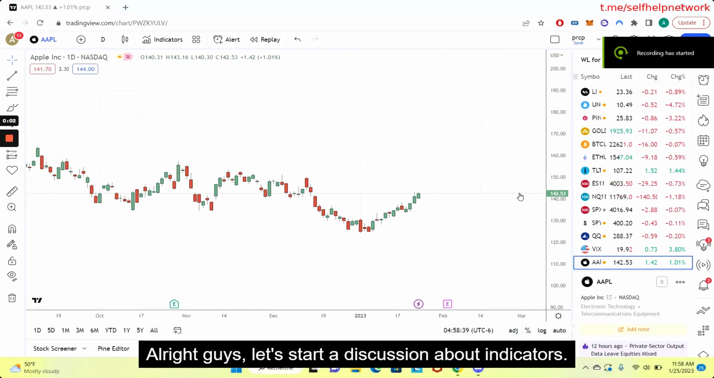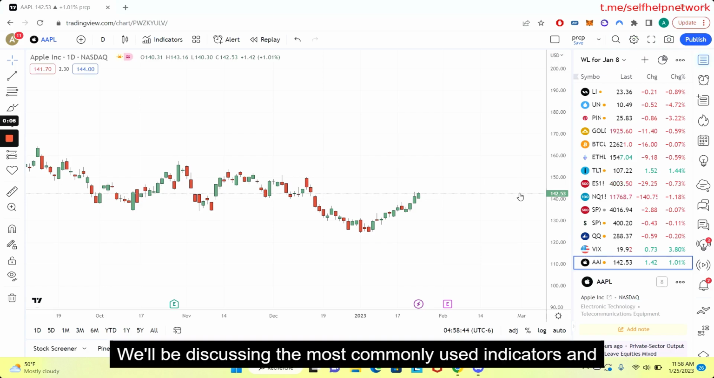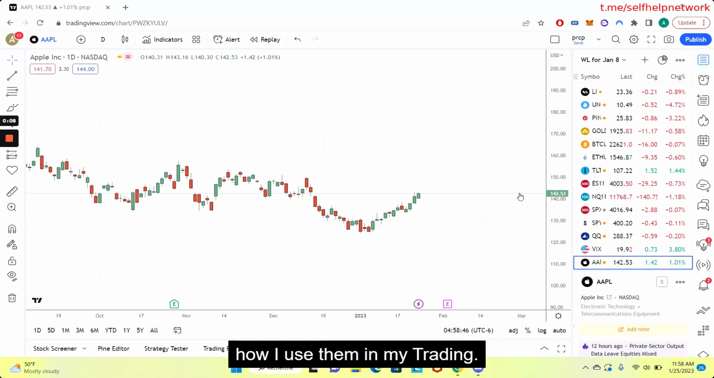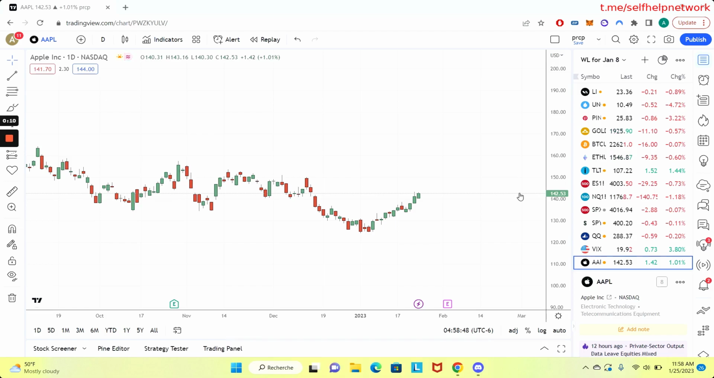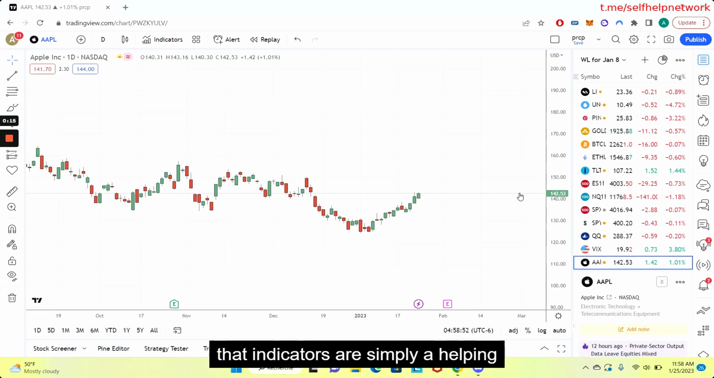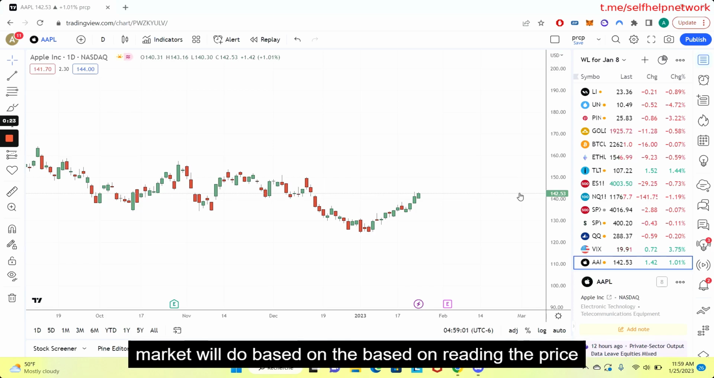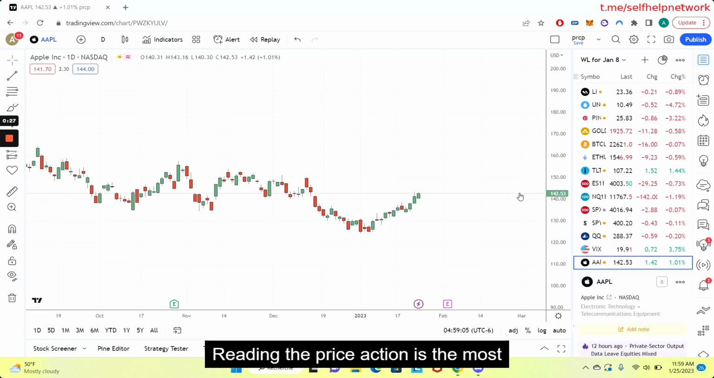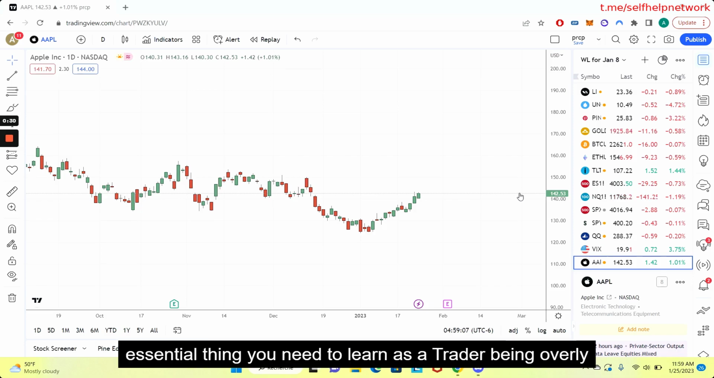Alright guys, let's start a discussion about indicators. We'll be discussing the most commonly used indicators and how I use them in my trading. Before we go further though, I do want to emphasize that indicators are simply a helping aid. They are an extra tool to add confluence to what you think the market will do based on reading the price action.